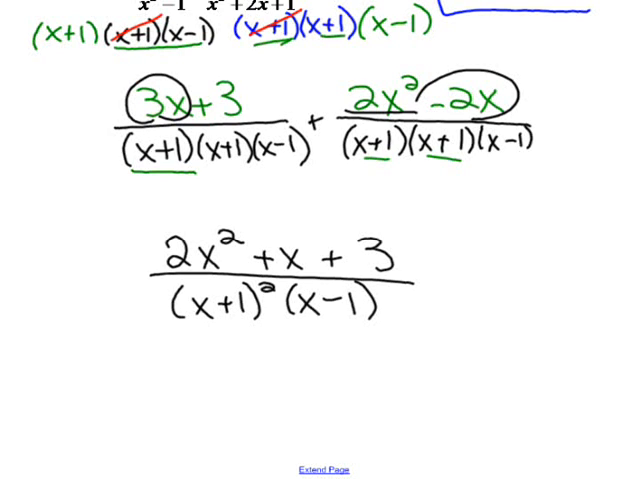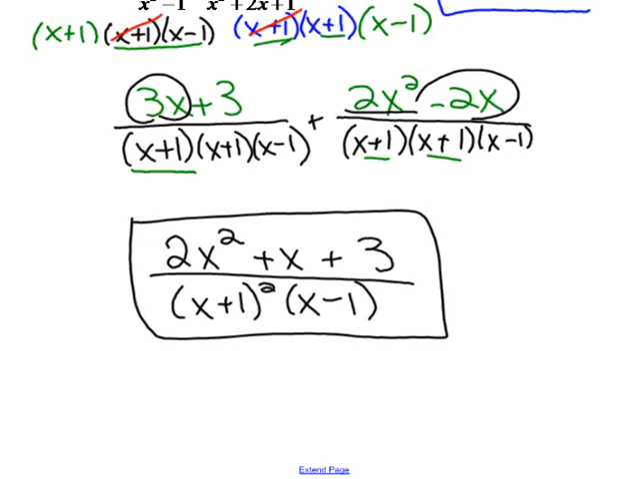You would want to check the top, multiply it out, and see if it factors to see if we could simplify. This one is not going to simplify, so I'm going to go ahead and box it, and we'll go on to subtracting.